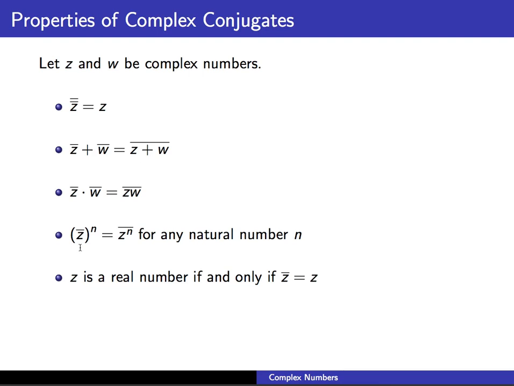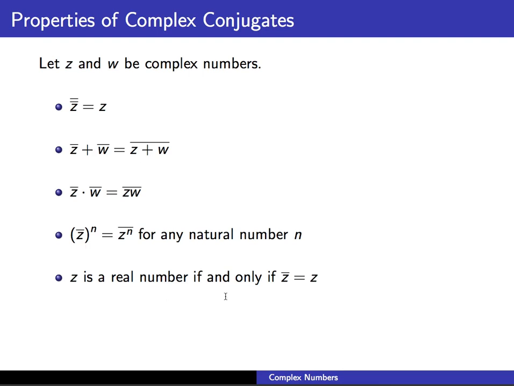For raising a conjugate to a natural number power, like first power, second power, third power, fourth power, etc., it's the same as the original complex number raised to that power, and then taking the conjugate of that. So it's quite a bit of work if you're going to multiply out a complex number to the third power. So you'll learn a shortcut in trigonometry.